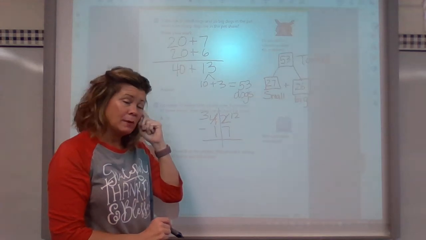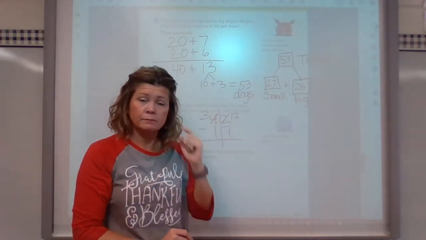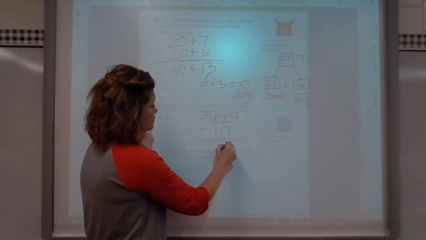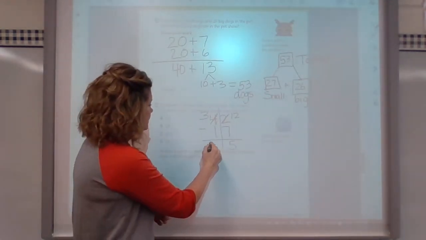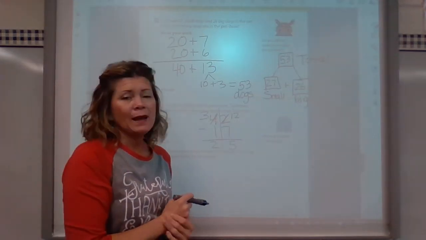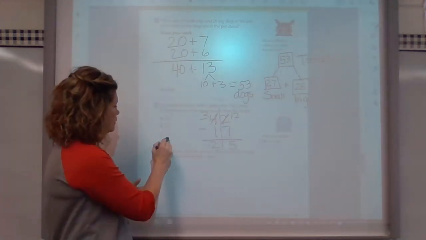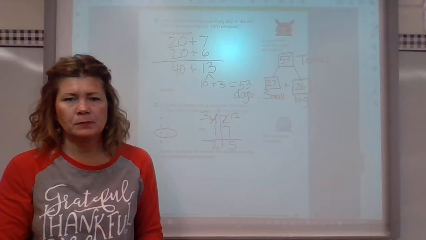Okay, what's 12 minus 7? Yes, it's 5. What's 3 minus 1? Yep, it's 2. So my answer is 25. That's answer C. Okay.